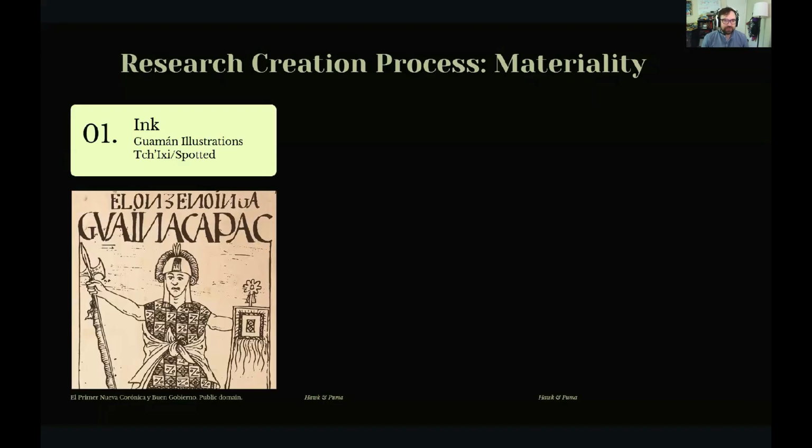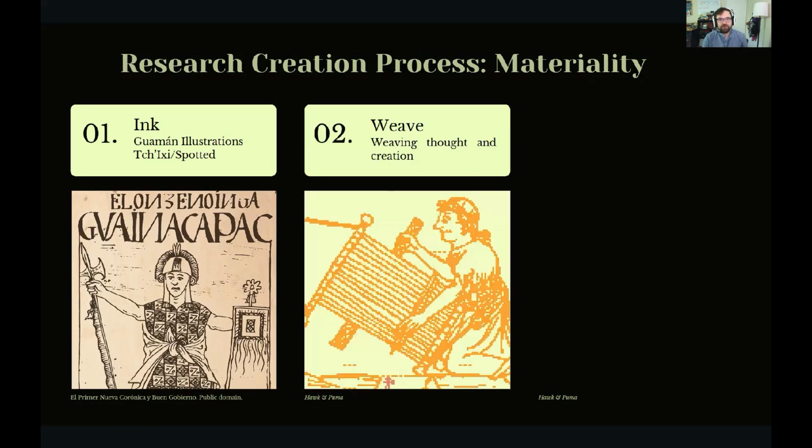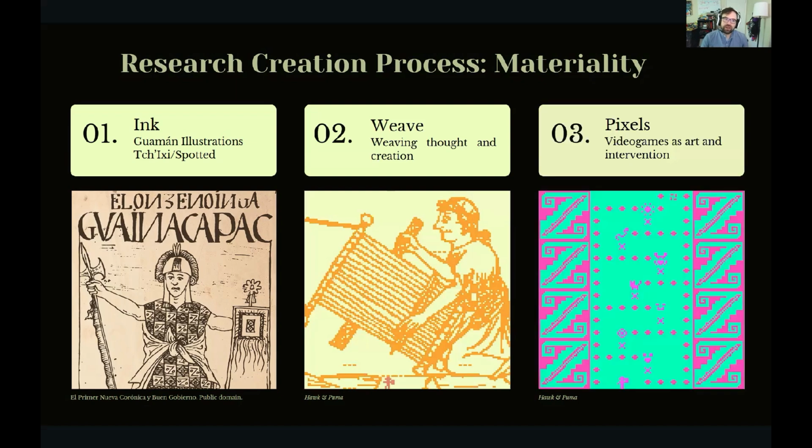So in this case, the research creation process turned me toward materiality. The materiality starts with the ink, with the weaving, and then the pixels. On the ink, we have Guaman's illustrations. He used the ink that was given to him to translate legal documents that were part of the colonial structures, which used law to deepen the dispossession of the indigenous peoples of the region. And ink was something that Guaman used as a form of resistance, to draw and write a letter to the King of Spain denouncing the abuses.